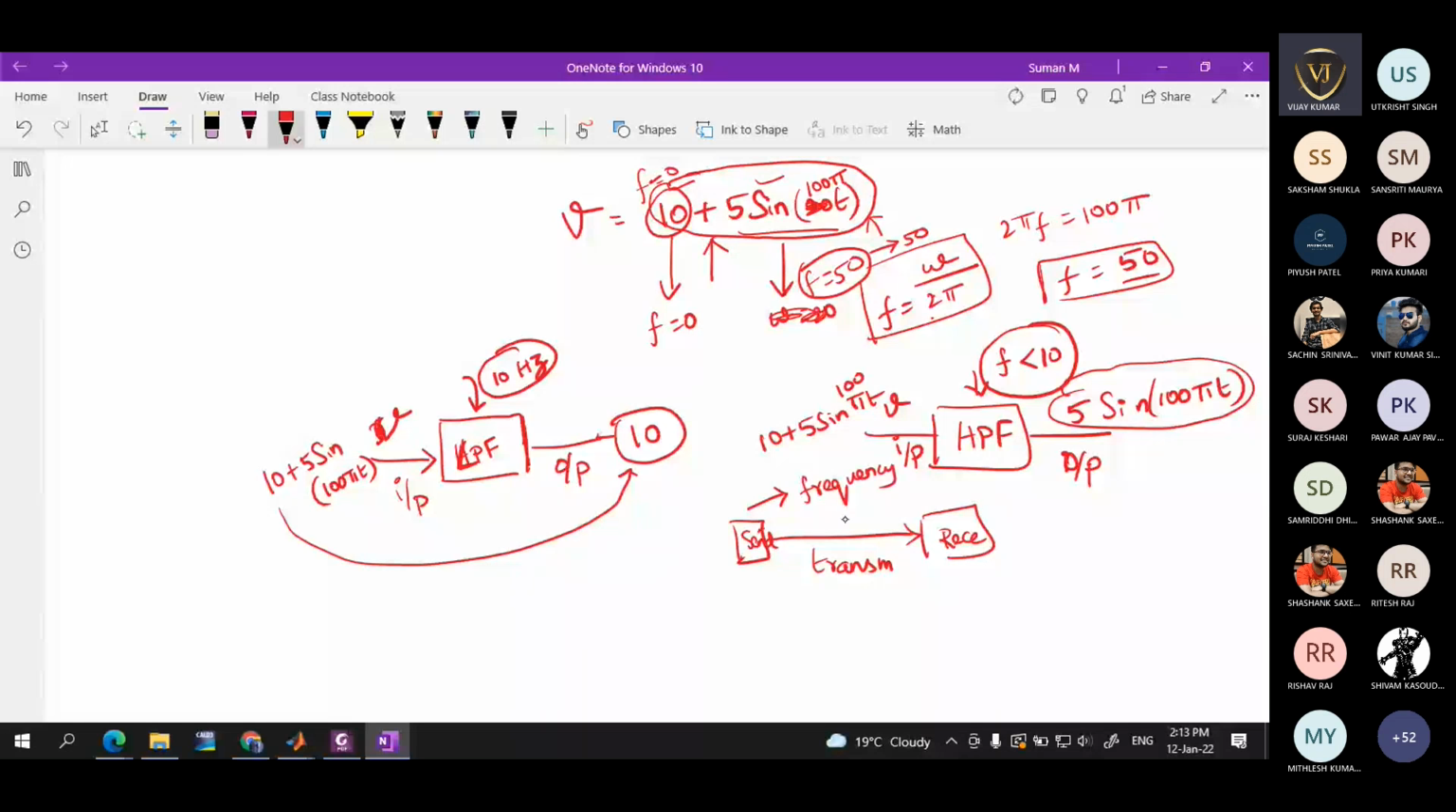So when you are generating a high frequency signal, transmitting it and receiving it here, you may be having additional unnecessary frequency signals which may come along with your essential signal. So you want to remove unnecessary signals. In order to remove unnecessary signals, you can use filters.